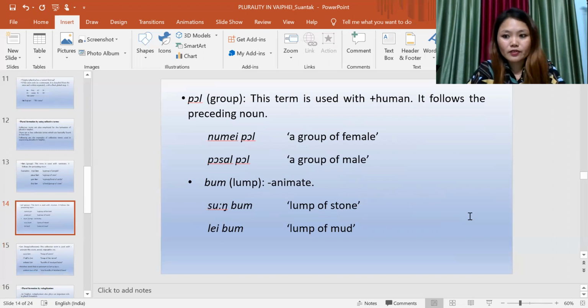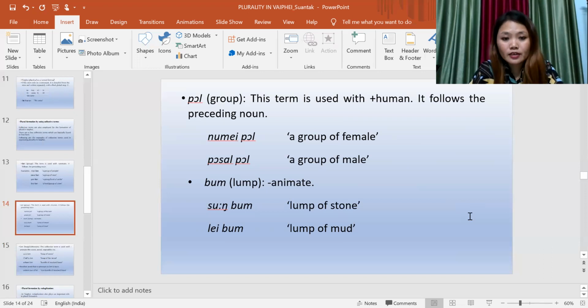And then the next collective term is Paul. This term is used with plus human. It follows the preceding noun, Numei Paul. Numei is female. Numei Paul, a group of female. Pasal Paul, pasal is male, a group of male.